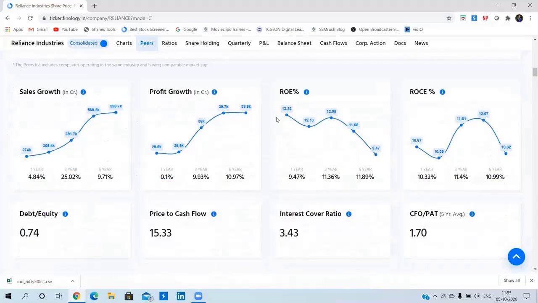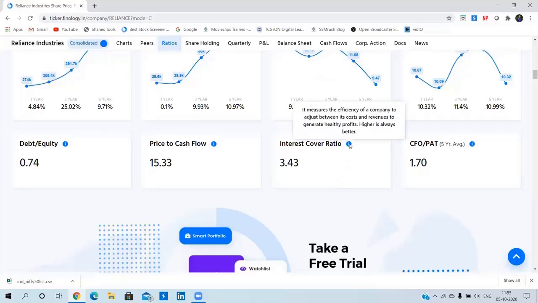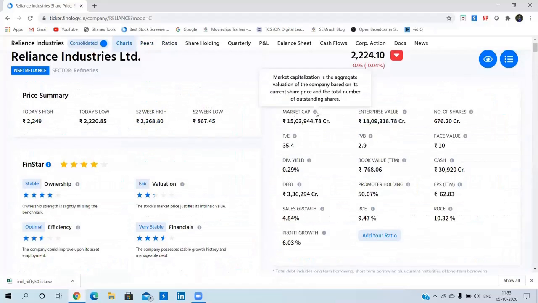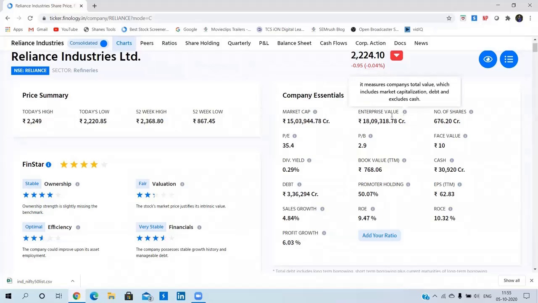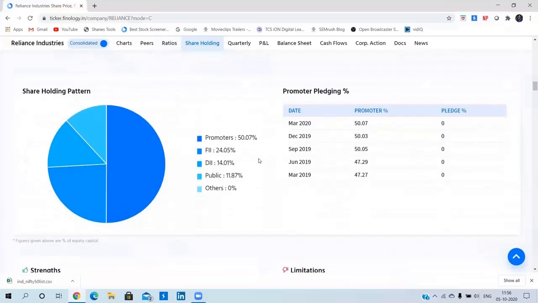Here comes sales growth, profit growth, ROE, ROCE, then interest cover ratio. The second best thing I found about this site is that if you don't know what interest cover ratio is, you simply need to point your mouse at the eye icon here, and it gives the definition, or it will explain what interest cover ratio is. Similar with all the other terms, even above here. Also, if you don't know what market cap, that is market capitalization, or enterprise value is, they also explain it. Scrolling down, then coming to shareholding pattern.